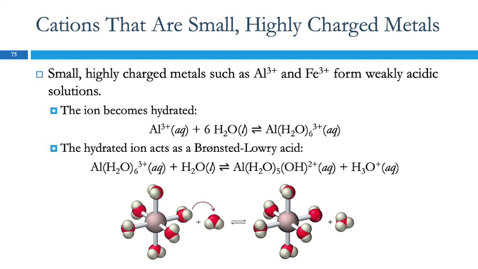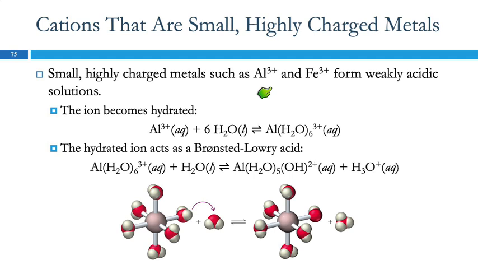So we talked about cations that are counterions of strong bases, which don't act as acids; they're neutral. Cations that are the conjugate acid of a weak base do act as acids. And then there's a third one: cations that are small, highly charged metals. The only ones I expect you to remember are aluminum and iron 3. So Al3 plus, Fe3 plus.